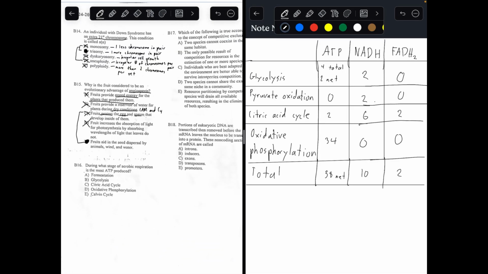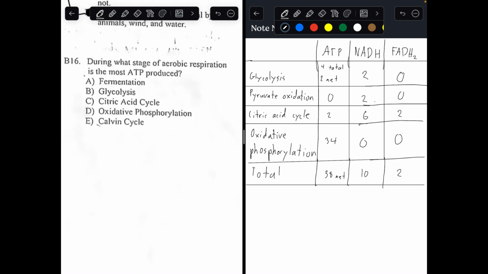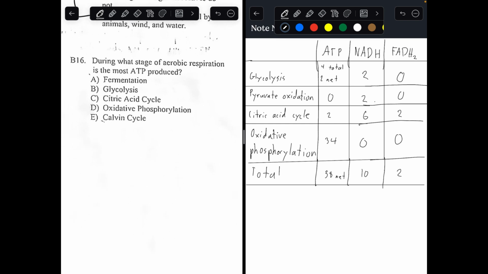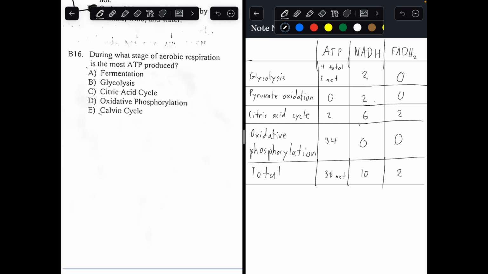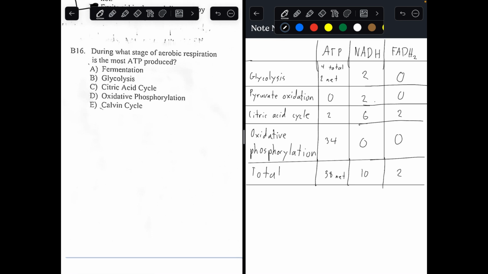Number 16. During what stage of aerobic respiration is the most ATP produced? If you memorize the chart I have on the right hand side, you will know that oxidative phosphorylation produces 34 ATP, which accounts for the most ATP produced during cellular respiration. So the answer choice is D.